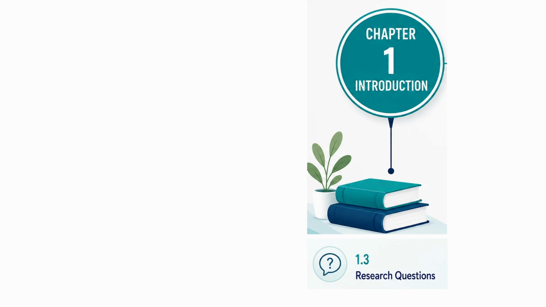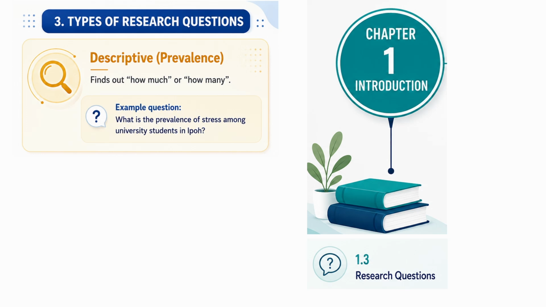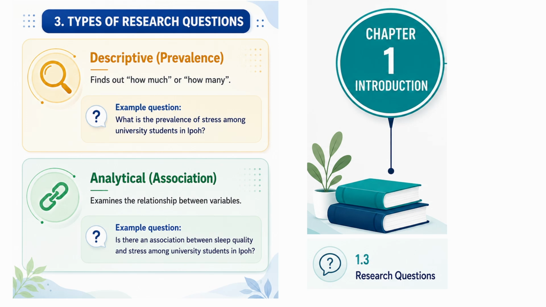Then comes research questions. The research question can be either a descriptive research question or an analytical research question. A descriptive research question finds out how much or how many. It's an estimation. A descriptive research question will be about estimation of a problem. What is the prevalence of stress among university students in Ipoh? What is the prevalence of poor sleep quality among university students in Ipoh?